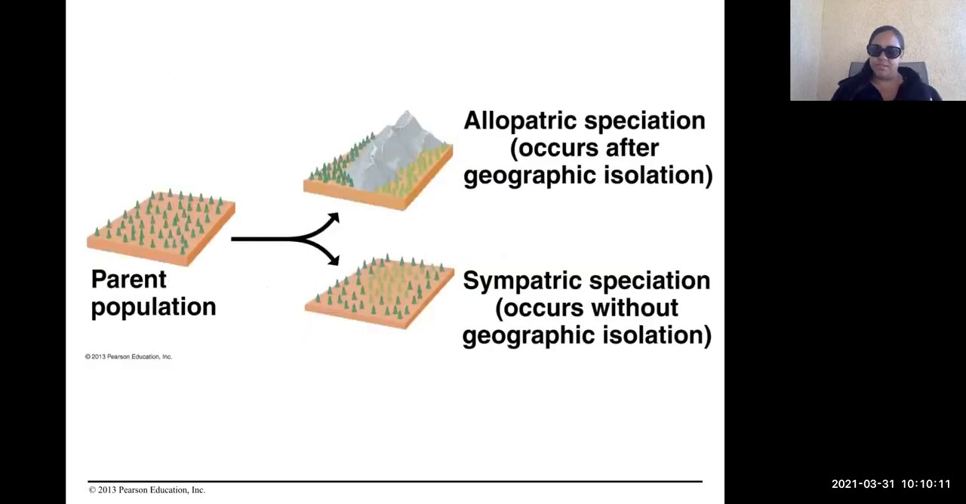Well, these are just pictures. Allopatric speciation occurs after geographic isolation. There's that mountain range I was talking about. And then sympatric occurs without geographic isolation. A new population just pops up in the middle of the old population.